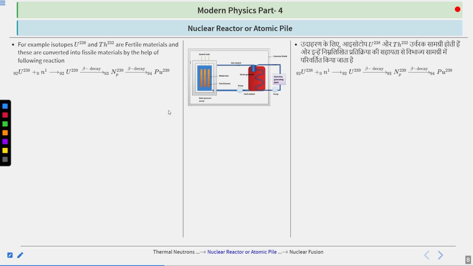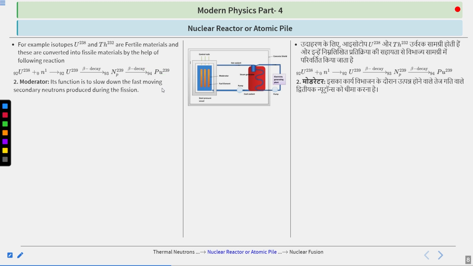92U238 plus 0n1 gives 92U239. It undergoes beta decay to give 93Np239, and that again undergoes beta decay, and then we obtain 94Pu239, or plutonium-239, as we could call it.